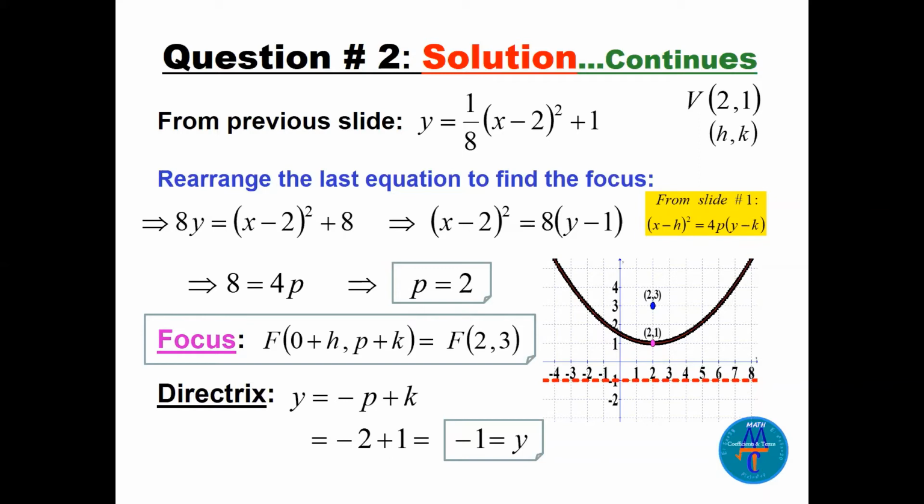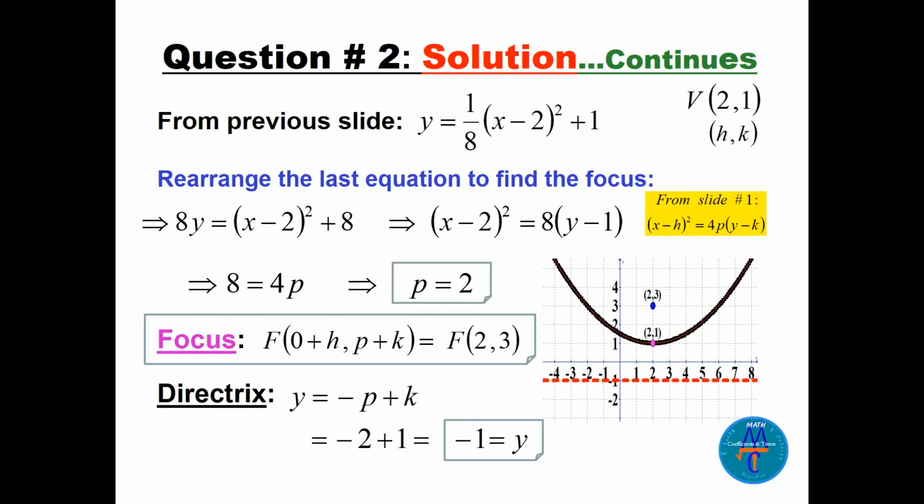So to find the focus, use the formula. It will be 2, 3. And 2, 1 is the vertex. I put also the graph here as extra stuff. You can see it and enjoy the question. The directrix is also a line, y equals minus 1.